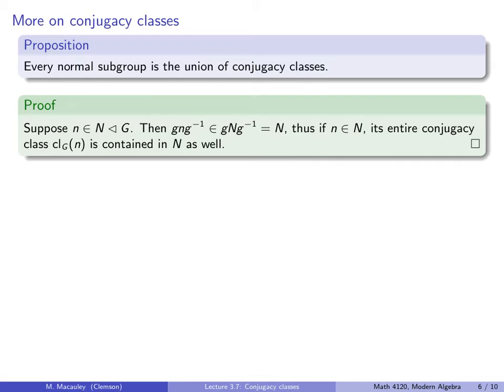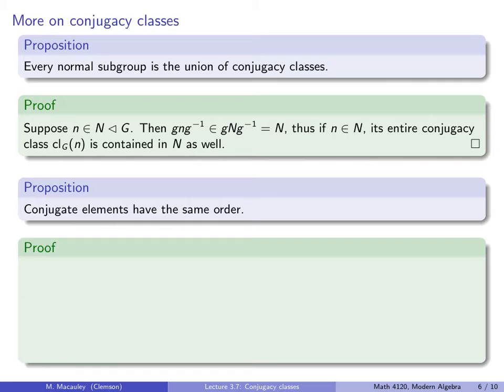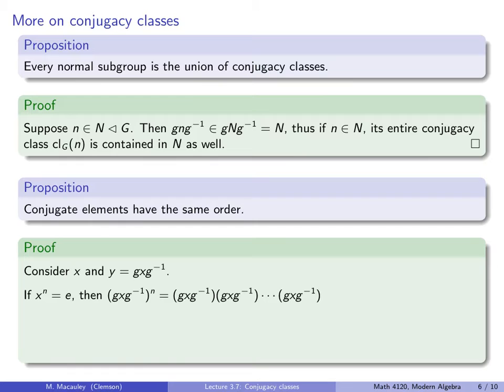Next proposition. Conjugate elements have the same order. Remember that the order is the number of times that you need to multiply an element to get back to the identity. And it's infinite if there is no such integer. So to prove this, let's take two elements, x and y, that happen to be conjugate, and say they're conjugate by g. Let's now suppose that x to the n is equal to the identity. And let's consider y to the n. So y to the n is (gxg inverse) to the n, which we can write out like that. And now notice that each consecutive g inverse g is going to cancel here, leaving g x to the n g inverse, and x to the n is the identity. So the g's cancel, and we get the identity.